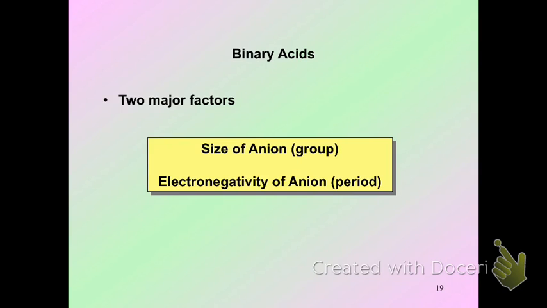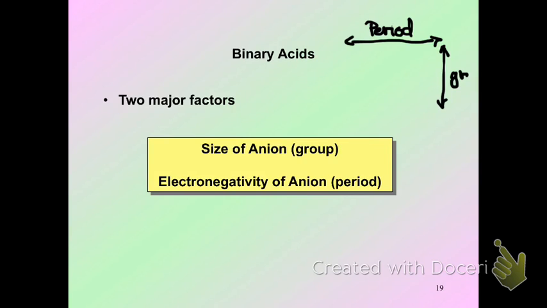So for binary acids, the size of the anion is important, and the electronegativity of the anion is important. And these two effects are on the periodic table, right? Size of anion varies significantly as you go vertically in the periodic table. So like this. Remember, these are periods. These are groups.